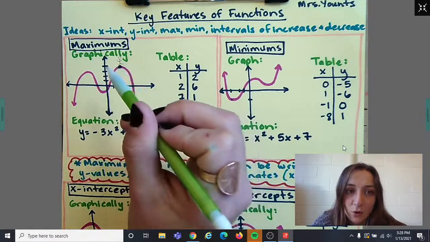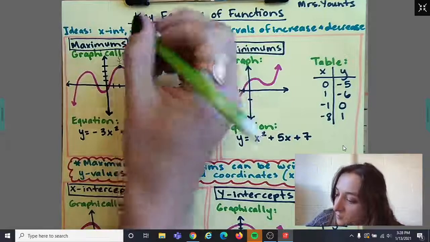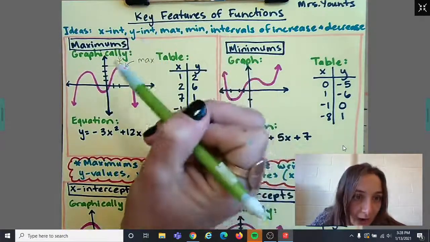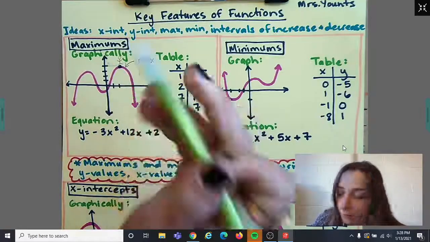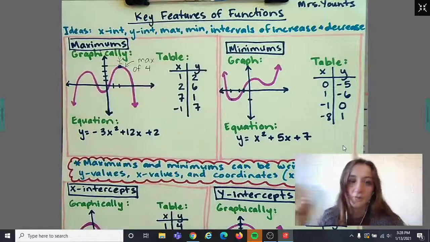We're going to be looking at only the y value here, so sort of measuring it like a ruler. So this maximum is going to be at the y value of 1, 2, 3, 4. So this is going to have a maximum of 4.